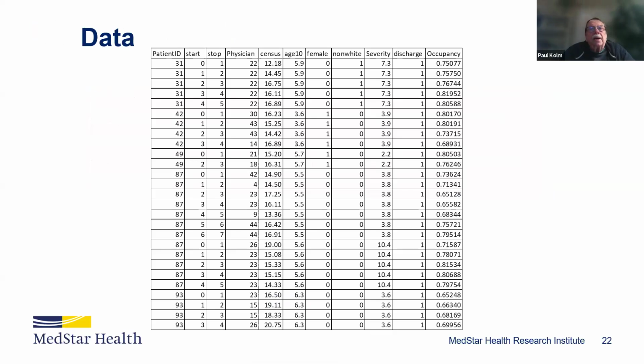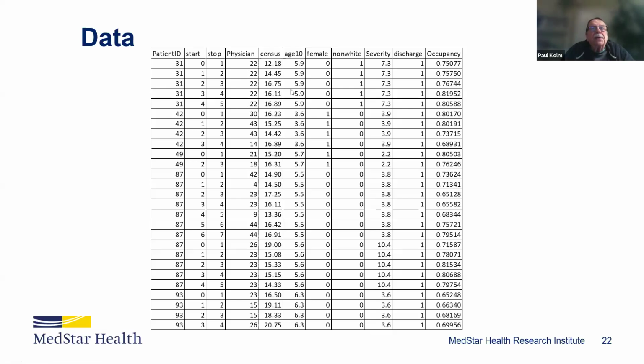And so here's what the data looks like. Obviously just a part of it. We have patient ID, and then the days that they're in the hospital. They start at day 0 to day 1, then day 1 to 2. You can see that physicians may see more than one patient. For example, for patient 31 here, the same physician saw that patient for all 5 days that they were in the hospital.